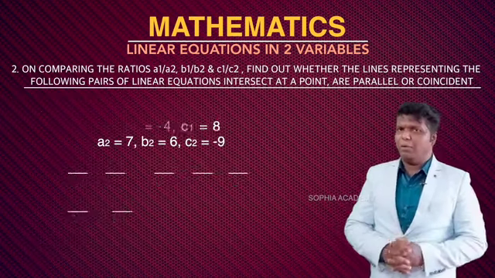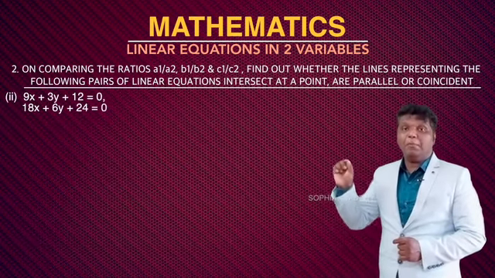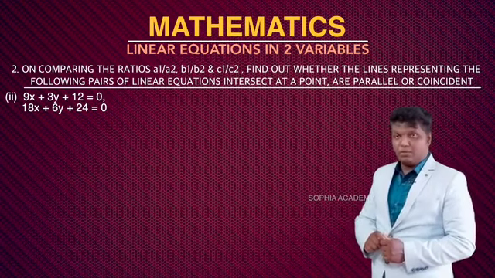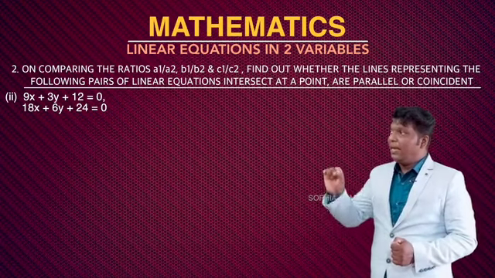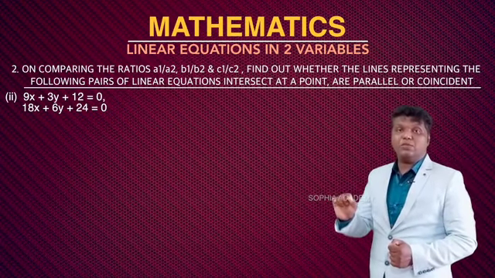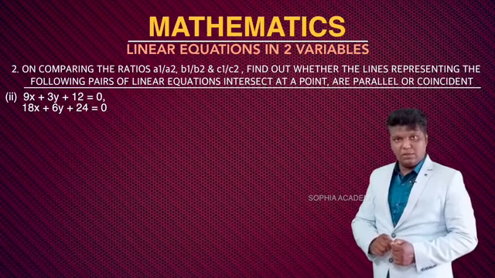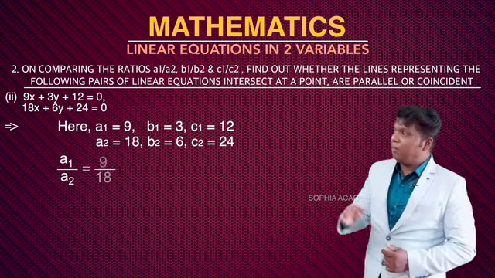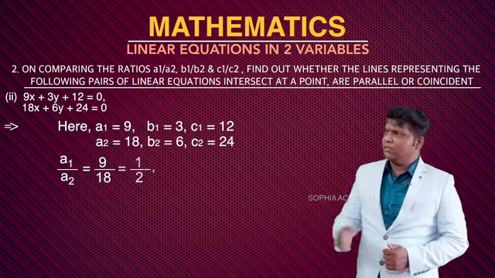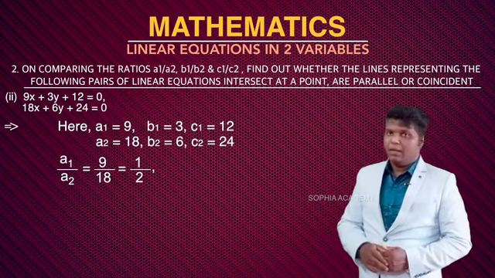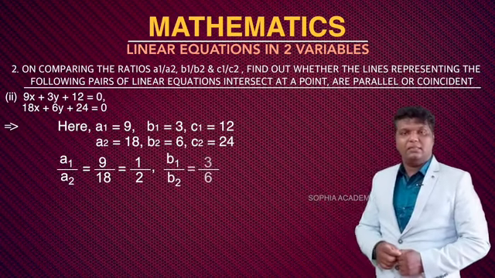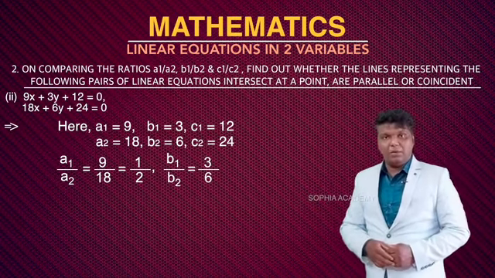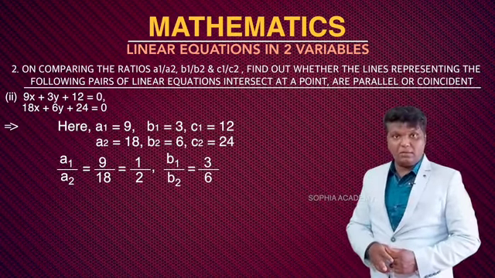Clear? Let us take one more example. 9x plus 3y plus 12 is equal to 0. Second equation, 18x plus 6y plus 24 is equal to 0. Let us find a1 by a2. It is 9 by 18. 9 by 18, cancelling them together, you will get 1 by 2, right? Then next one is 3 by 6. Both of them you can cancel by the table of 3. Again, you got 1 by 2.